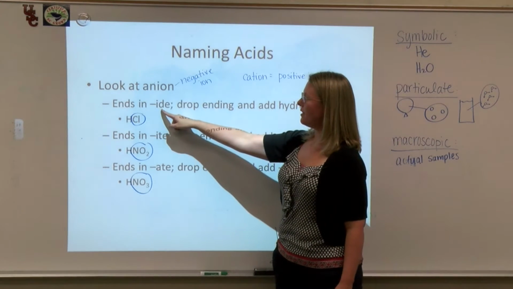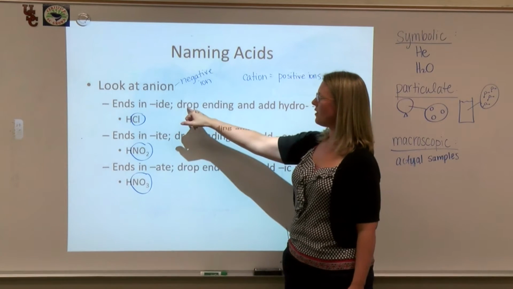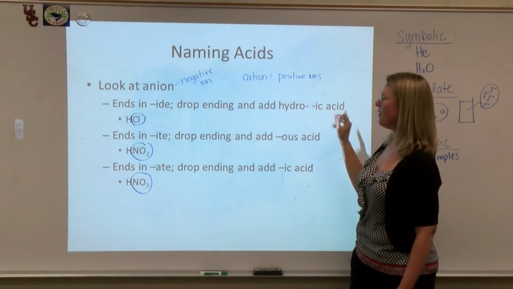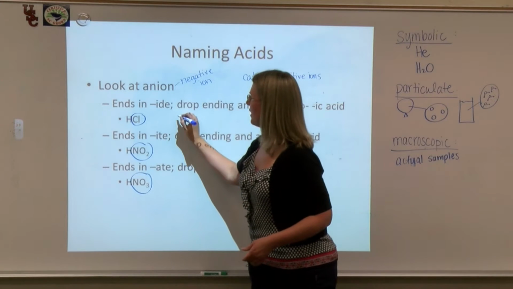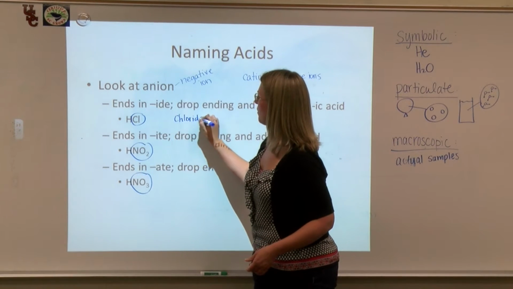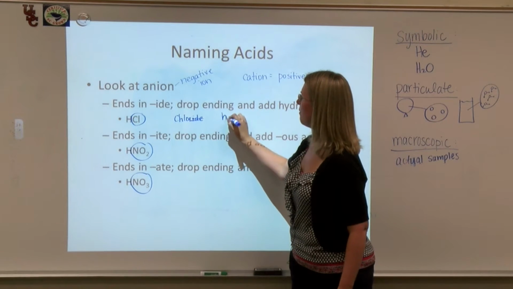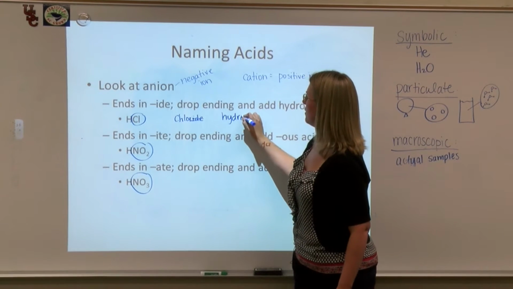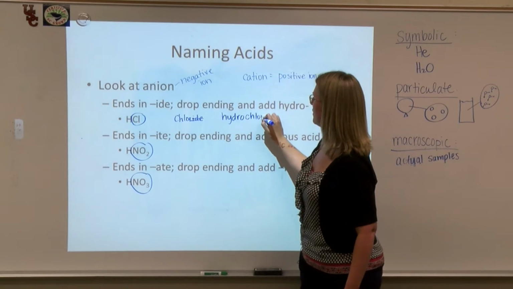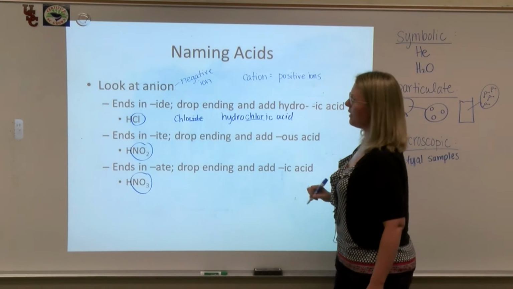If your anion ends in "ide," which this one definitely would, it'd be chloride, you're going to drop the ending and add hydro-ic acid. And so what we have here is chloride, but we're going to drop that ending, and then we're going to add this. So this will become hydrochloric, there's my root, acid. Okay?